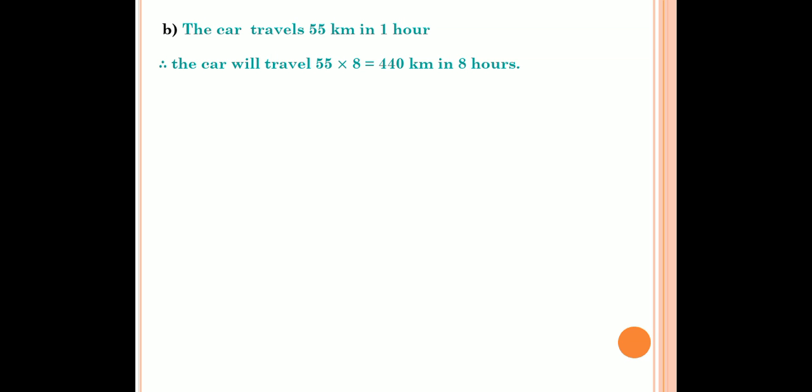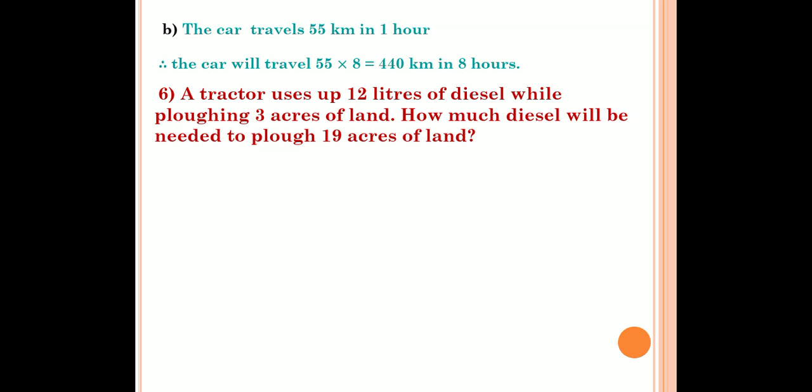So now here what we have done is, they have given us that the car travels 55 kilometers in 1 hour. Therefore, in 8 hours, how much will the car travel? So 55 into 8 will give us 440 kilometers in 8 hours. So we have calculated it. I hope that sum is clear.